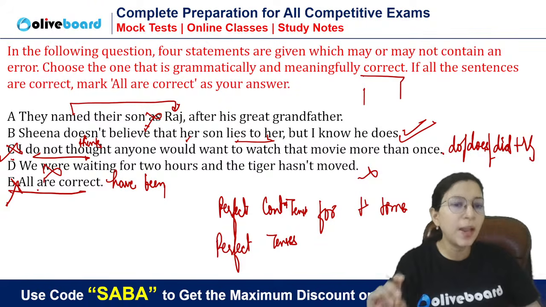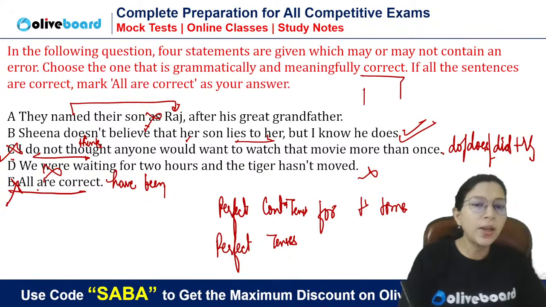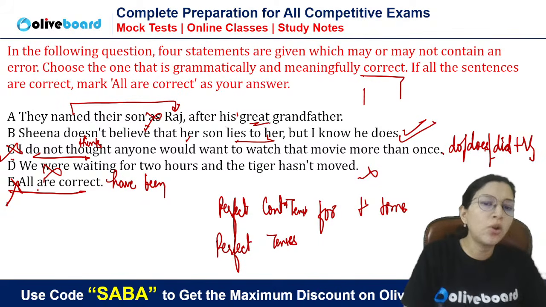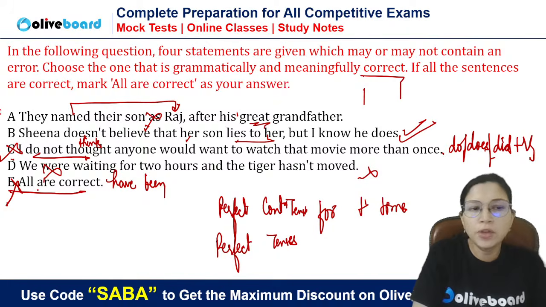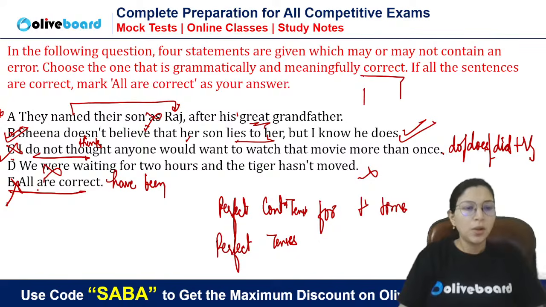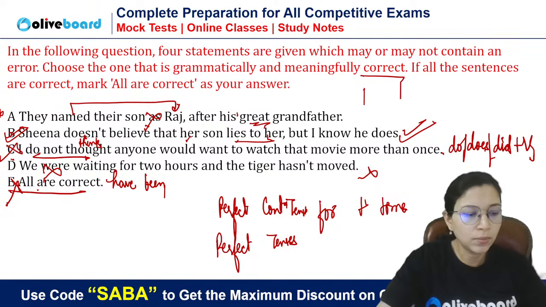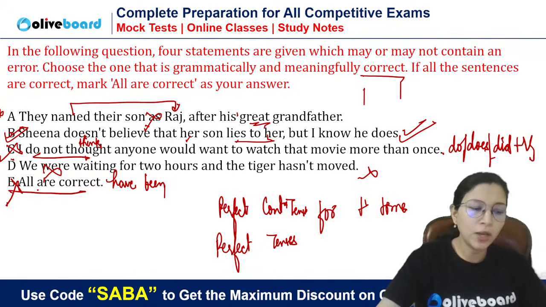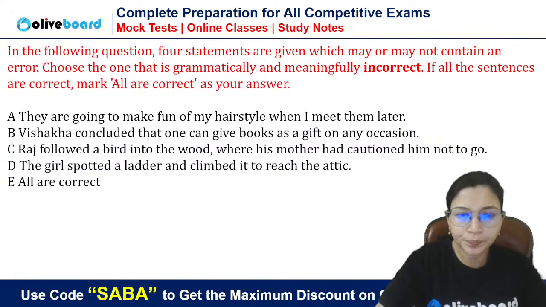You will simply say they named their son Raj after his great grandfather. Is it clear? So the name is based on the name of his great grandfather. So simple, the error is A is also wrong, B is the correct sentence. Any confusion? If you have any doubt in B sentence, please ask quickly. B is the correct one. We have to tell the correct one. I think I should proceed, right?